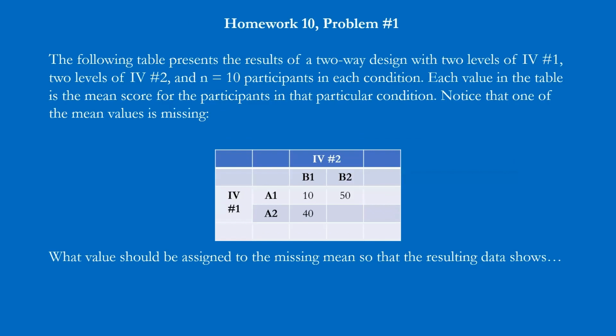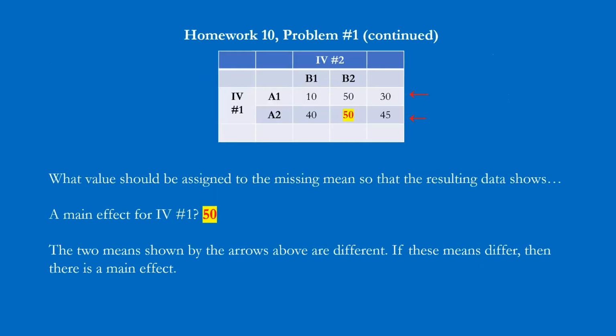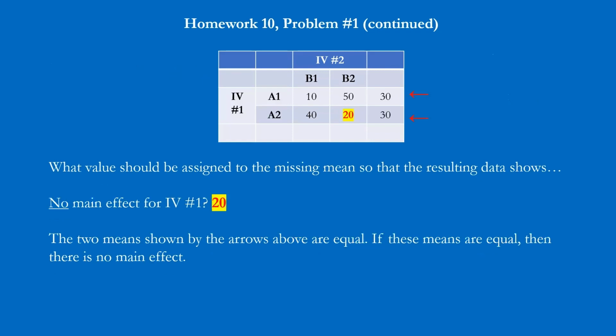Homework 10, problem 1, we want to determine which mean we will insert in this table so that the resulting data shows a main effect for IV1. If two means differ, then there is a main effect. So we showed a main effect here. For the case where the two means are the same, I inserted 20, which resulted in the two means being equivalent. That means there's no main effect.